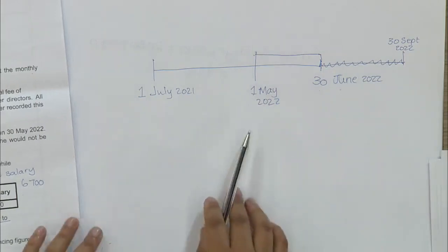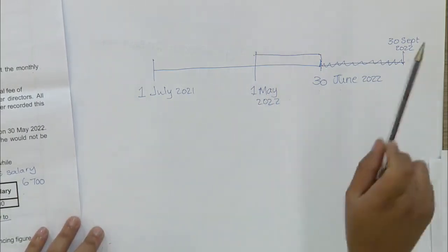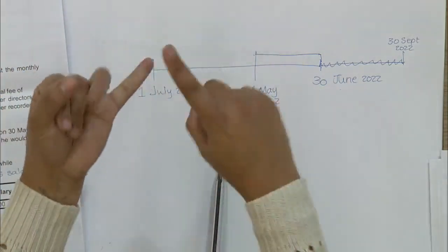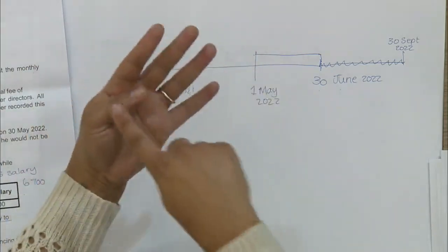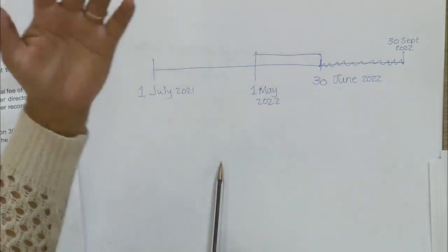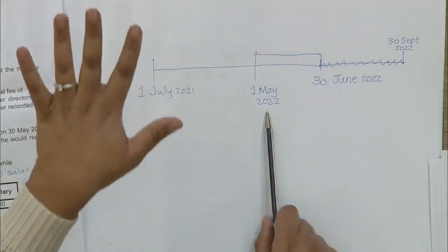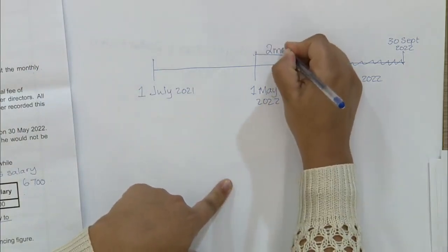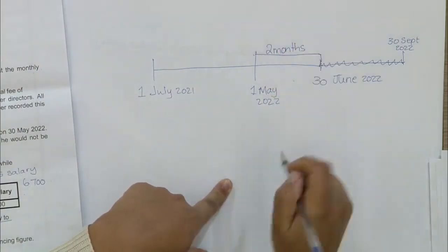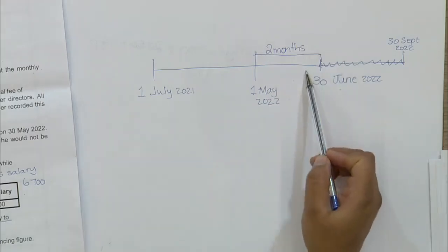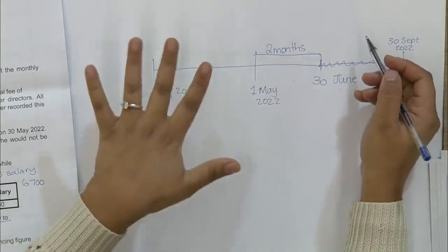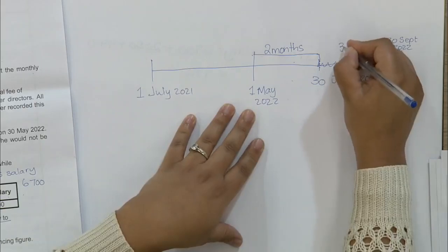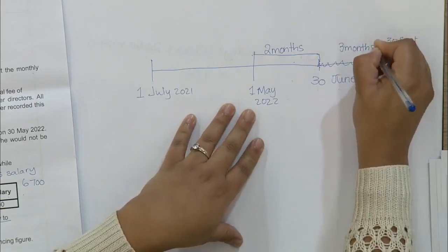Cool. So how many months from the 1st of May to the 30th of September? We're going to count using our fingers. May, June, July, August, September. So 5. Give me a high five. So there's 5 months. Of those 5 months, 2 will be within the current financial period. And then, because we have 5 months, 2 is within the financial period, we're happy with that. We don't want 3 months in our information.